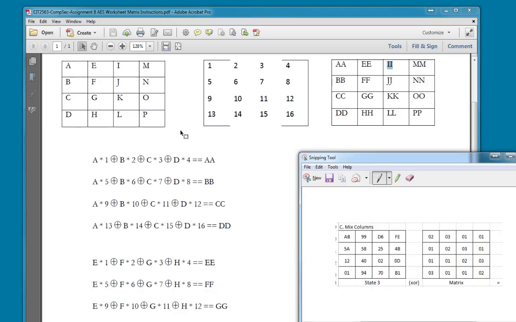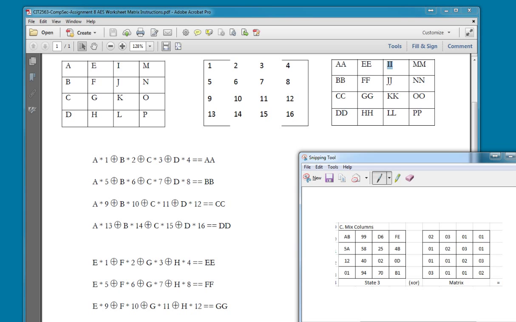Then J times 2. So J, this position would be your 25. So 25 times 2, which would be O3. So 25 times O3. And then K times 3. So K, the third one down, would be your O2, and the 3 right here would be O1. And then L times 4. So L, which would be 70, times 4 times 1.